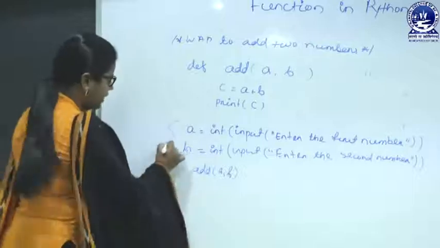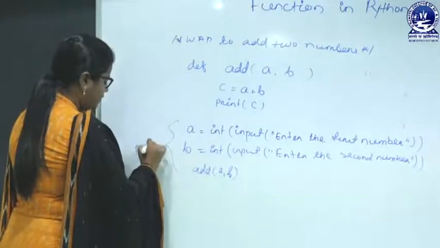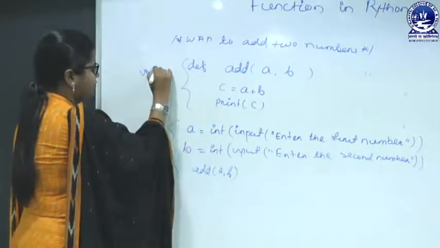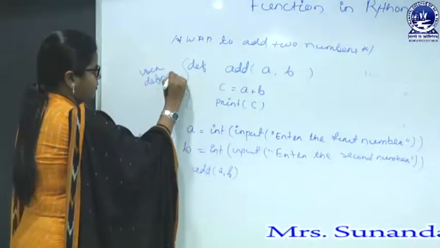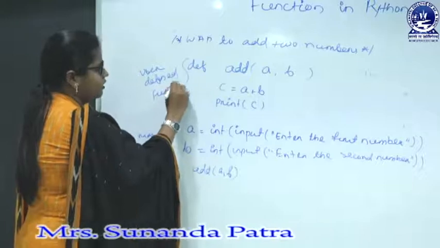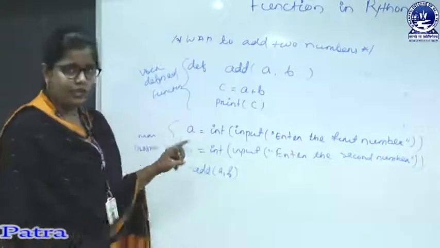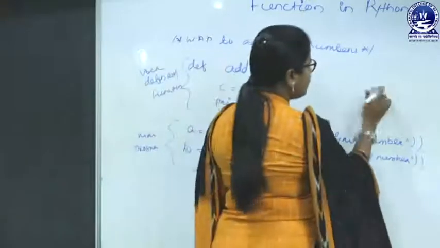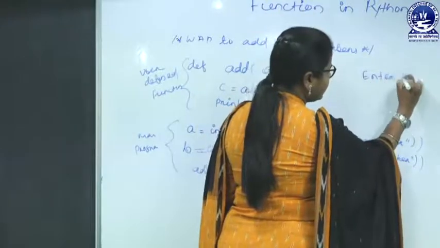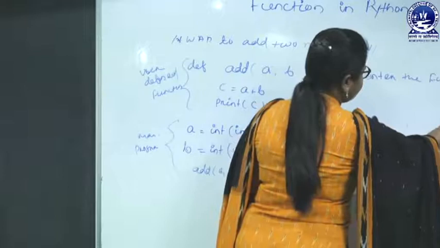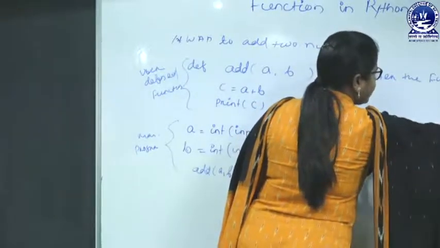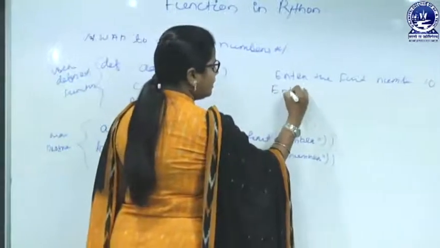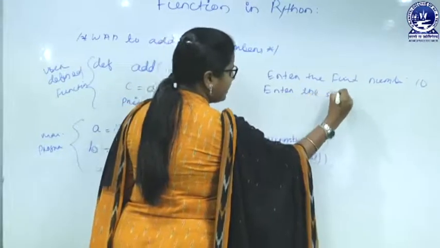So, this is our main program, and this is our user defined function. Our program will execute from here. A equals enter the first number. So, in our output screen it will show me enter the first number. Suppose I am putting here 10. After putting the 10, for B it will show me enter the second number.